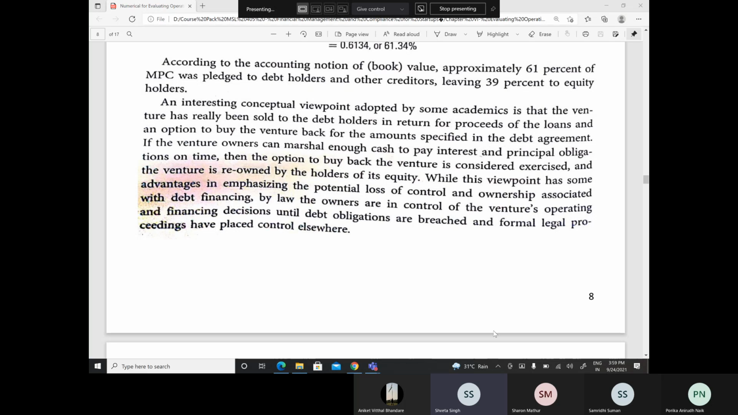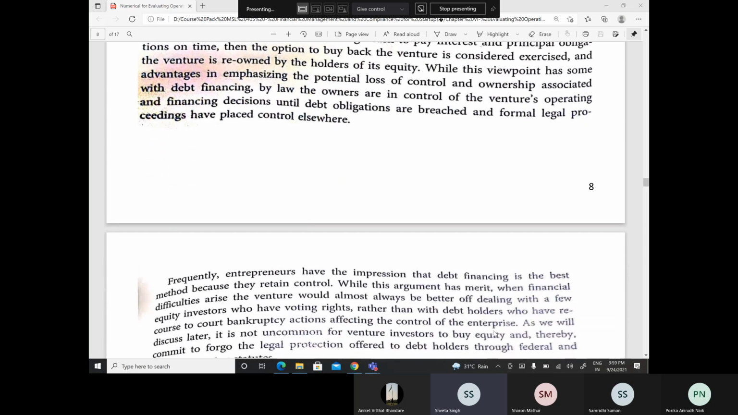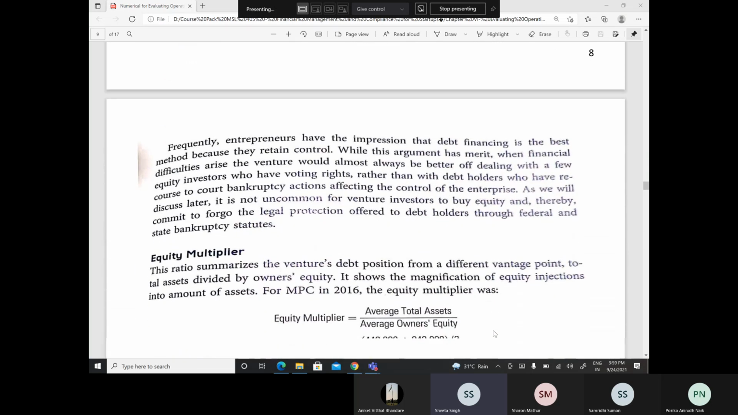While this viewpoint has some advantages in emphasizing the potential loss of control and ownership associated with debt financing, by law, the owners are in control of the venture's operating and financing decisions until debt obligations are breached and formal legal proceedings have placed control elsewhere. Okay, so this has a legal ramification for the venture.